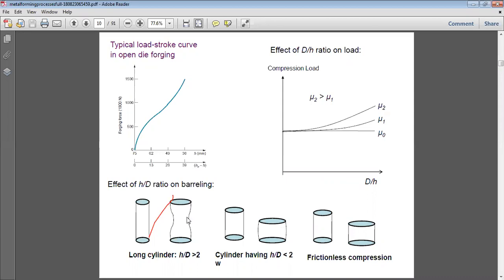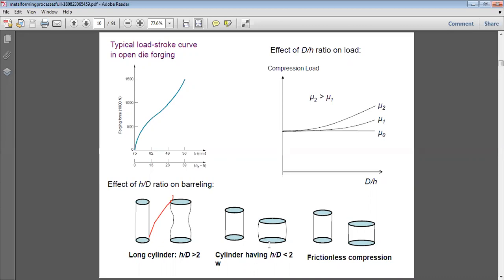Clear? It is going inward, first it is concave, then it is convex over that part in this case. And in the case when height to diameter ratio is greater than 2, then there will be almost concave. Clear? When there is a frictionless compression, it is a straight line. So three cases have been discussed for the height to diameter ratio for barreling in this case. First one is height to diameter greater than 2, then height to diameter less than 2, then third one is frictionless compression.